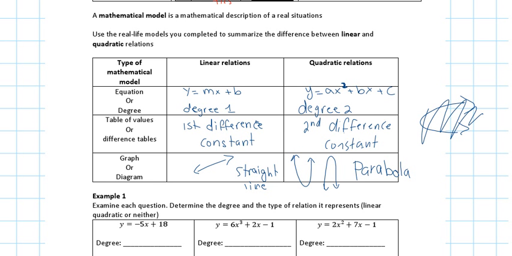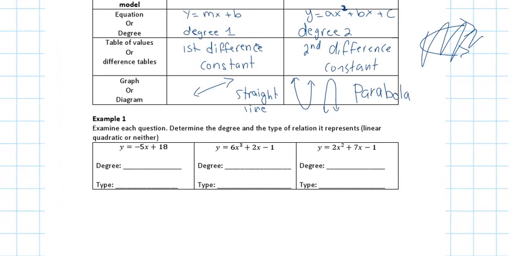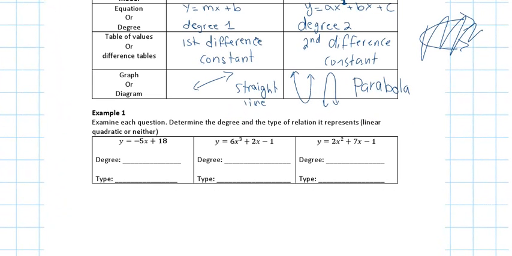Okay, so on a test, you're going to get questions like the next examples, where I'm going to ask you to examine each question and determine the degree of relation it represents. Is it linear, quadratic, or neither? You're going to have to tell me the degree, and then the type. Or I ask you what kind is it, and you say it is linear because degree 1, or quadratic because degree 2.